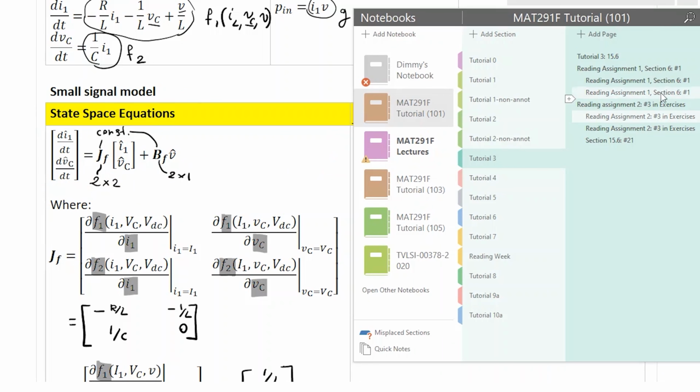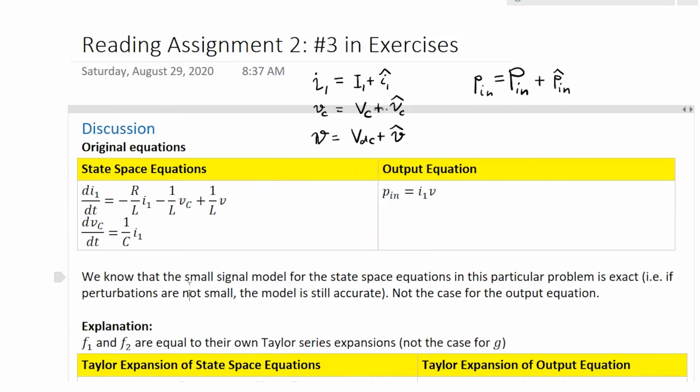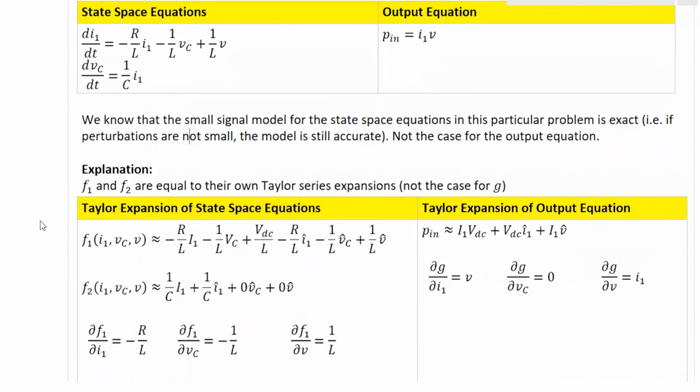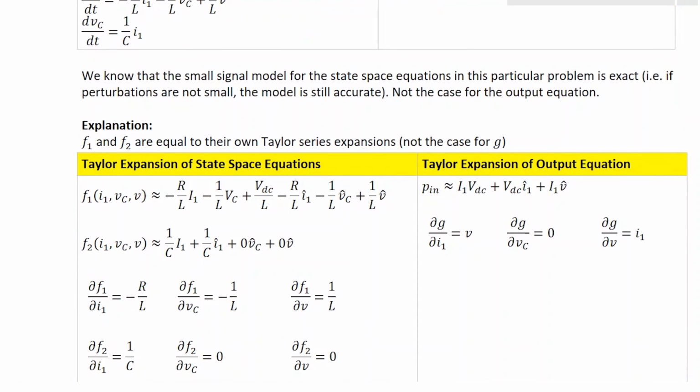Now, why do I say this? Let me explain. This happens because F1 and F2, which were involved in state space equations, are equal to their own Taylor expansion. And this is not the case for G, the one that's involved in the output equation.